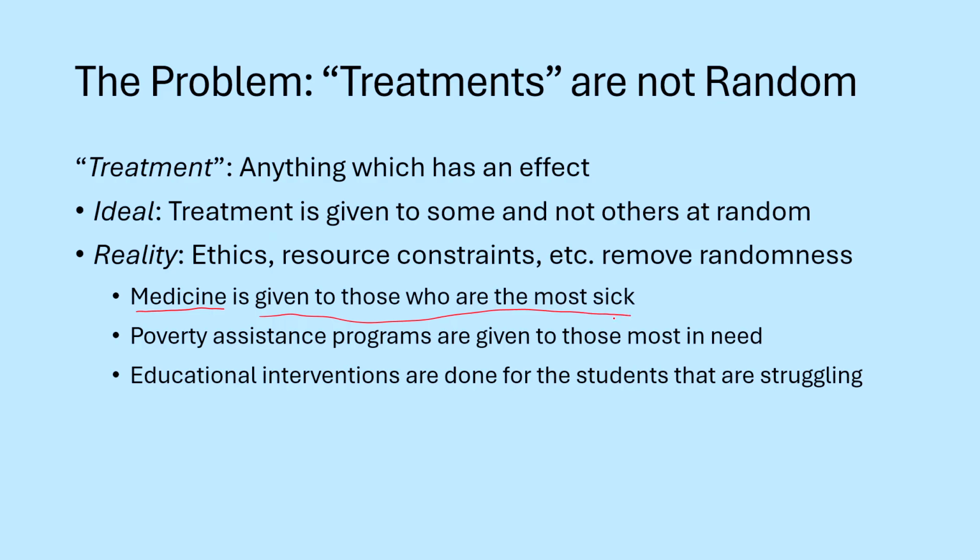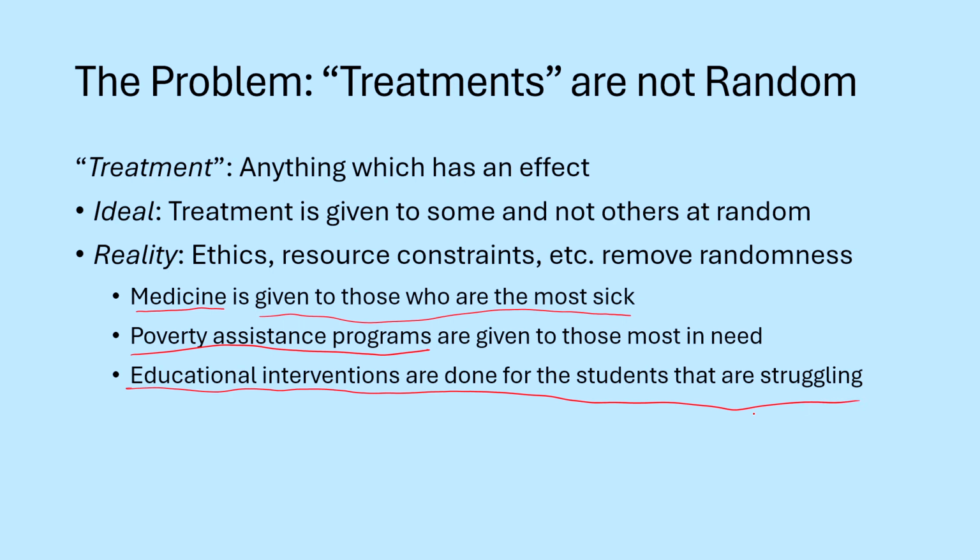But that creates a problem for evaluating the effectiveness of the malaria medication, because we've given it to a group of people that's different than the group of people that we did not give the medication to, and so we can't just directly compare them. And you see similar problems with poverty assistance. They're given to those most in need, and educational interventions are done for students that are often struggling the most.